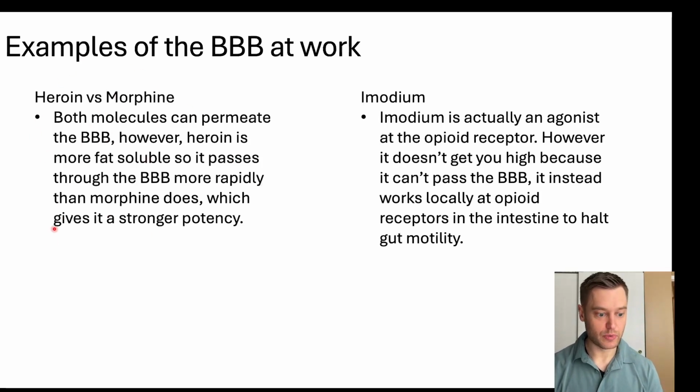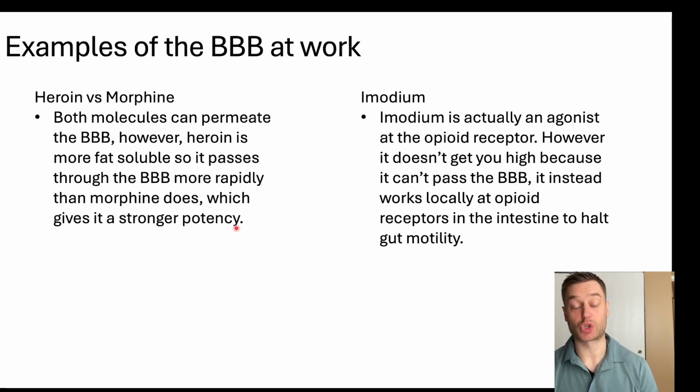So let's see what we say here. Both molecules can permeate the blood-brain barrier, but heroin is more fat soluble, so it passes through the blood-brain barrier more rapidly than morphine does, which gives it a stronger potency.